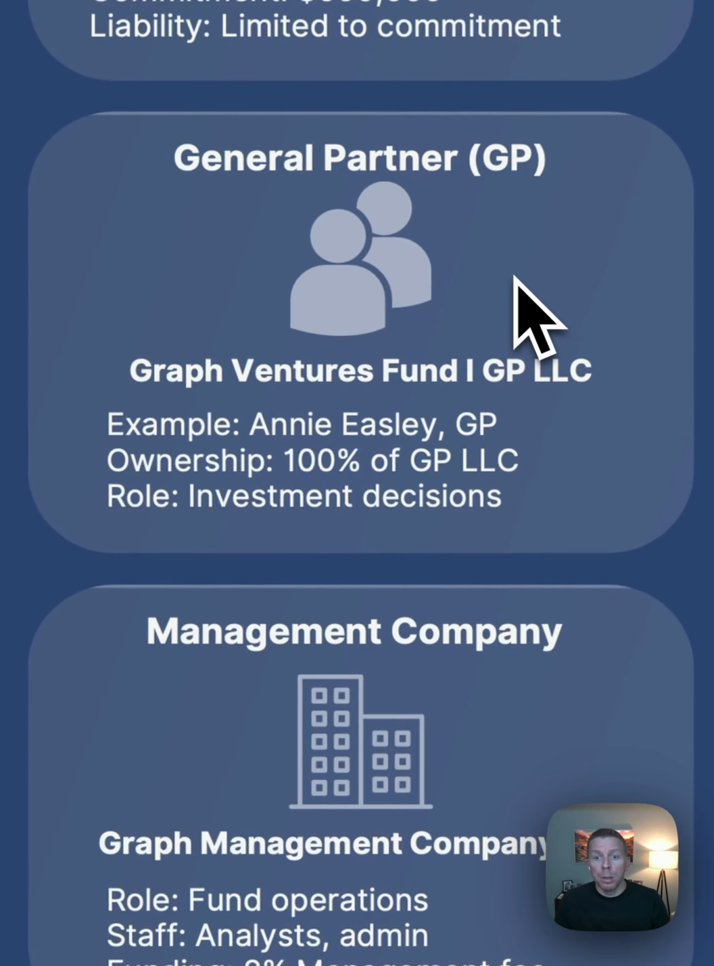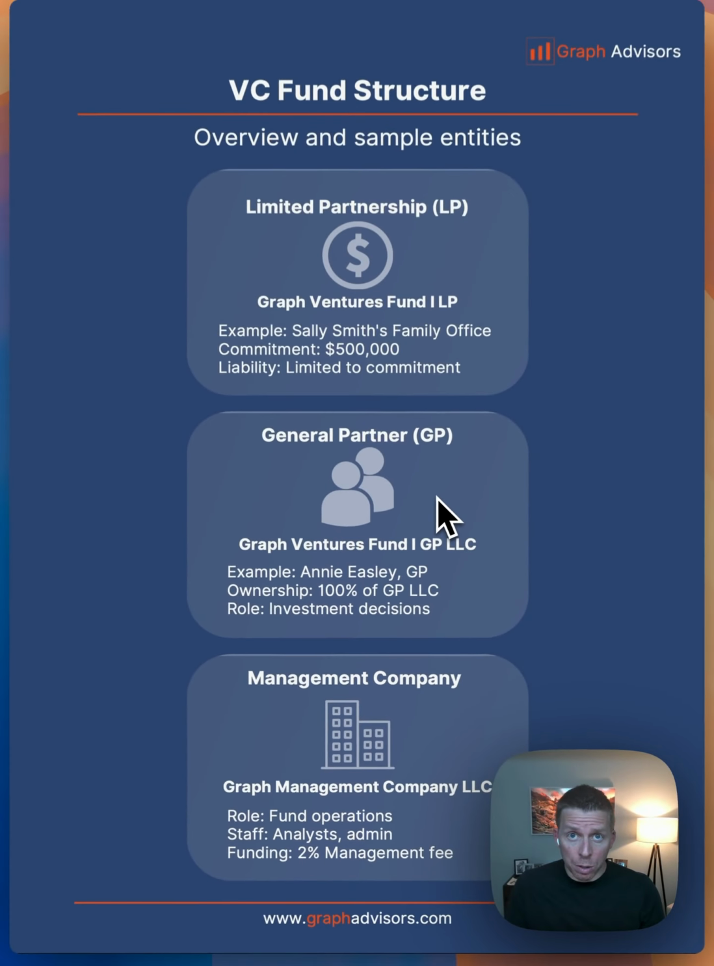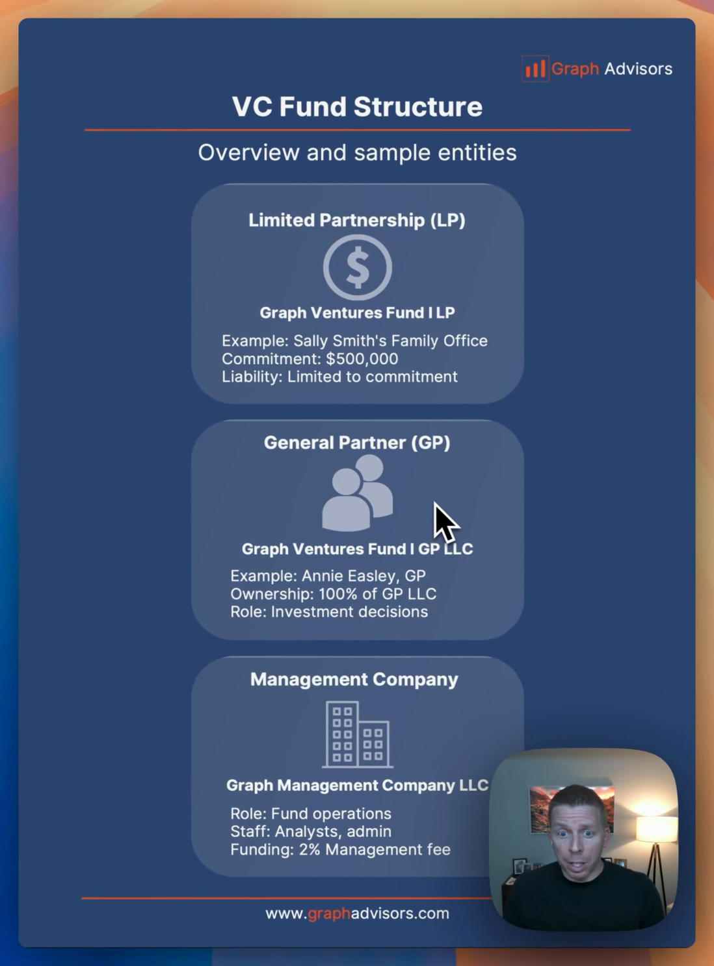Next is the general partner. The GP makes the investment decisions and manages the fund. This is typically an LLC owned by the fund's managing partners. In this example, Graph Ventures Fund 1 LLC, hopefully there will be a Fund 2, is run by Annie Easley. She's the founding partner of Graph Ventures. She owns 100% of Graph Ventures GP LLC, so she commits personal capital as part of the GP commitment. And this LLC structure protects Annie's personal assets beyond her commitment.